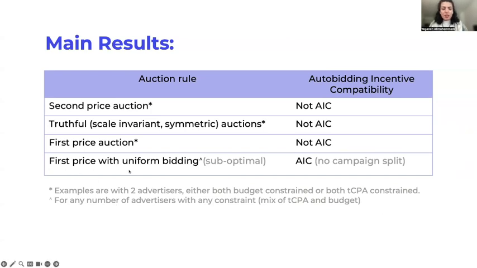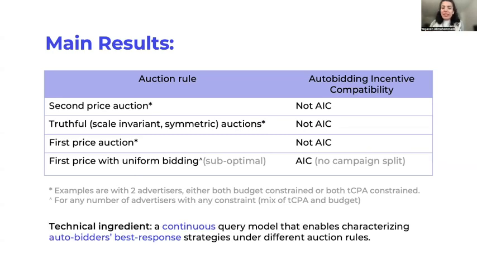In this last part, like first price auction with uniform bidding, we are assuming the auto bidders are constrained to pacing equilibrium or uniform bidding strategy, which means that each auto bidder has just one multiplier per advertiser and has to bid by the product of that multiplier times the value of that advertiser for the query. So it's a constrained set of auctions compared to the whole first price auction. The main ingredient of the proofs is a continuous query model that enables characterizing the best response of these auto bidders. And under that, we can see whether auction rules are AIC or not.